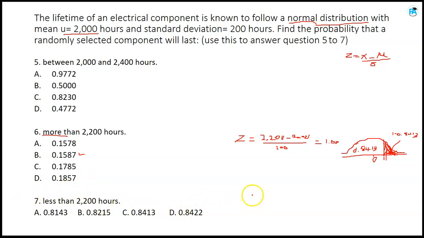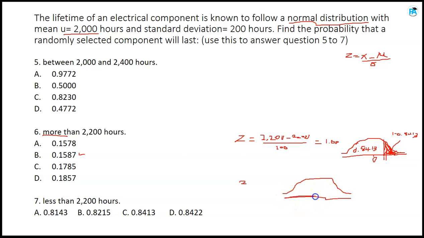Question 7 says less than 2200. So you find Z again, but they are using the same thing, 2200. We'll get our Z to be 1 this time around again, because the X here is the same as the X here. So we'll still get our Z to be 1. But this one is saying less than.